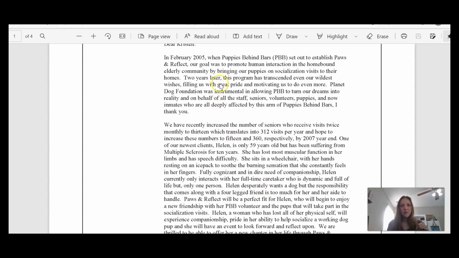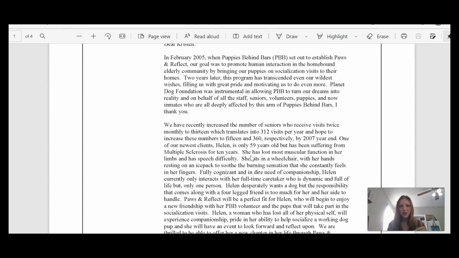They talk about their sort of history, their origin story up here at the front. Then they start talking a little bit about their progression throughout the years. It looks like they're talking about the growth of one of their programs here. So we have recently increased the number of seniors who receive visits twice monthly to 13, which translates into 312 visits per year. And then they talk about how they want to increase those numbers even further by the end of the year. They start with that stat.